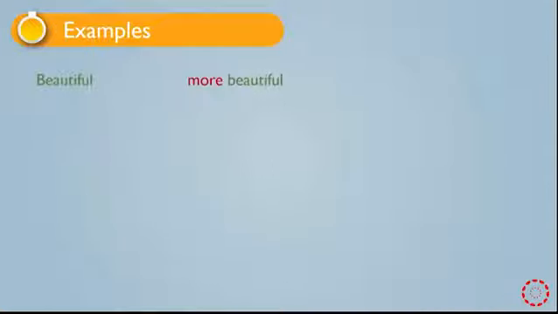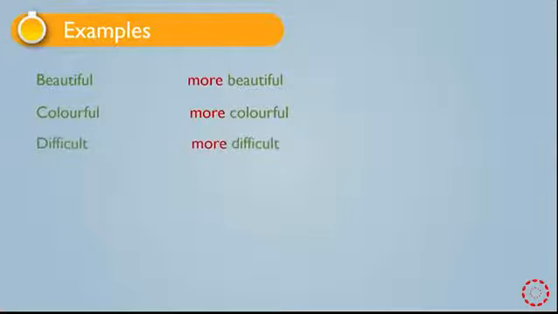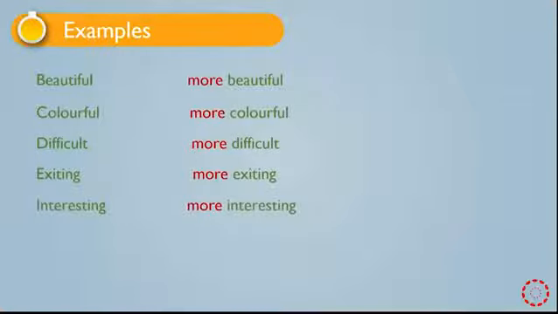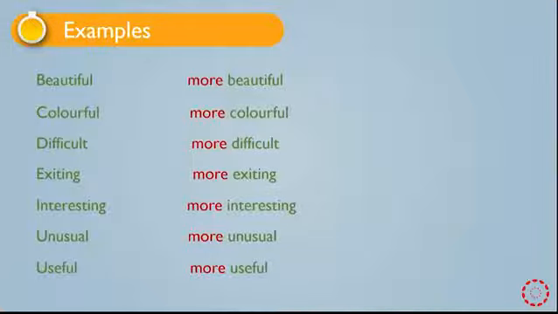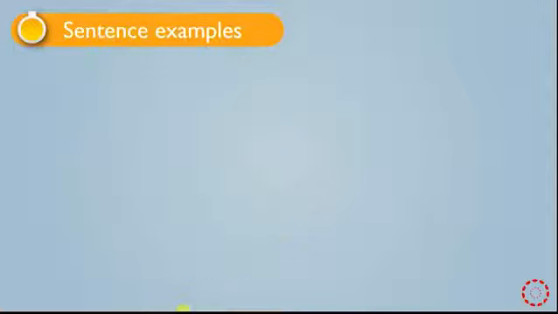Look at these examples. Beautiful, more beautiful. Colorful, more colorful. Difficult, more difficult. Exciting, more exciting. Interesting, more interesting. Unusual, more unusual. Useful, more useful. These adjectives we call long adjectives. We add more before them to make them comparative adjectives.